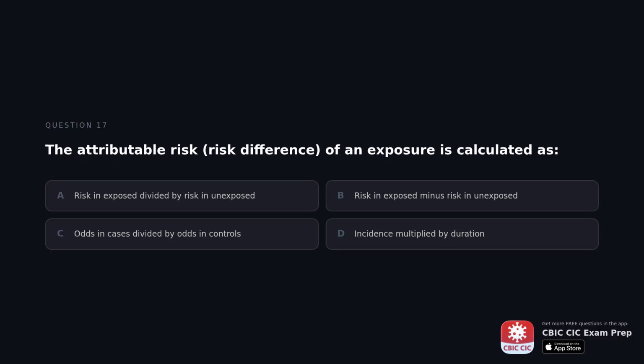The attributable risk difference of an exposure is calculated as: A. Risk in exposed divided by risk in unexposed. B. Risk in exposed minus risk in unexposed. C. Odds in cases divided by odds in controls. D. Incidence multiplied by duration.